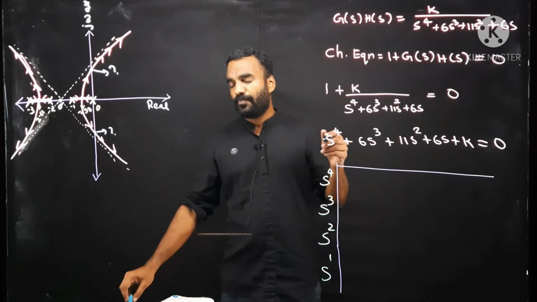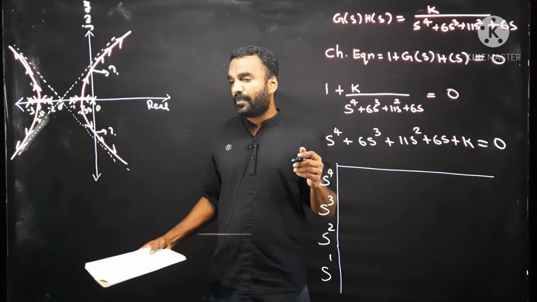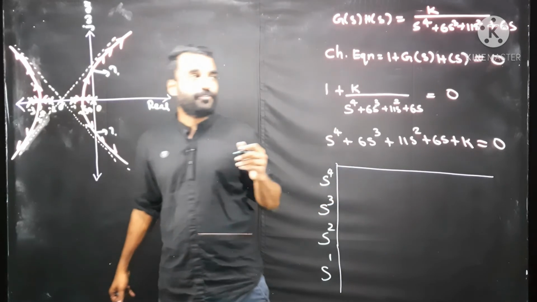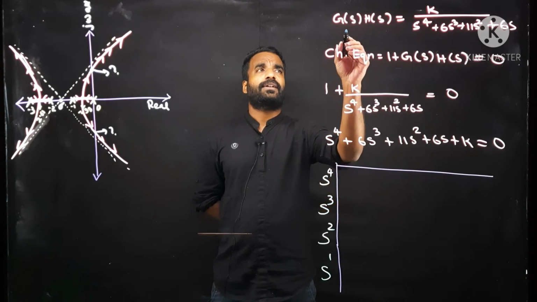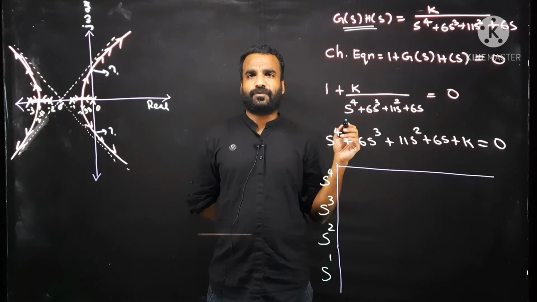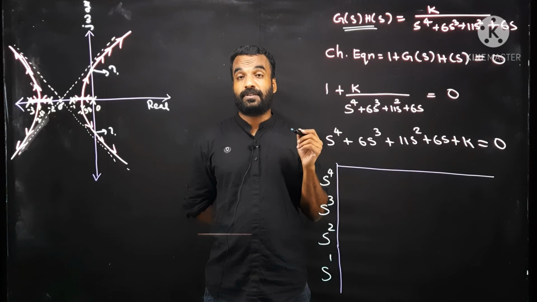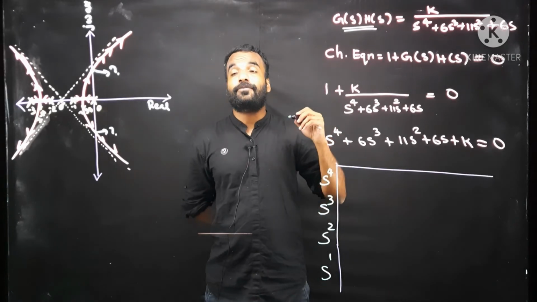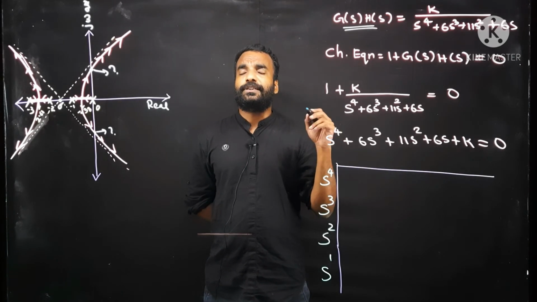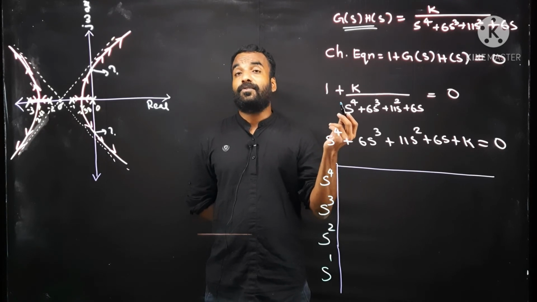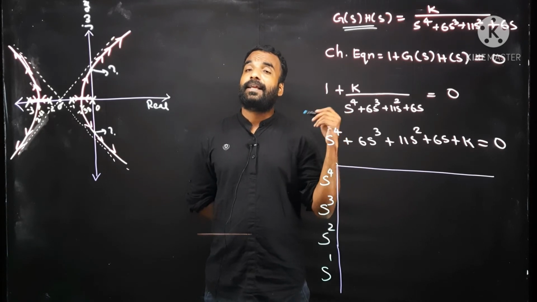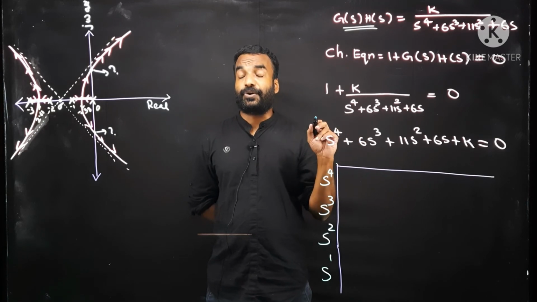Okay. So now for RH criteria, we have to write characteristic equation. So here we are directly having g of s h of s. We are not having g of s. If we are having g of s, then we can go g of s by 1 plus g of s h of s. That will give closed loop transfer function, and its denominator will give characteristic equation.